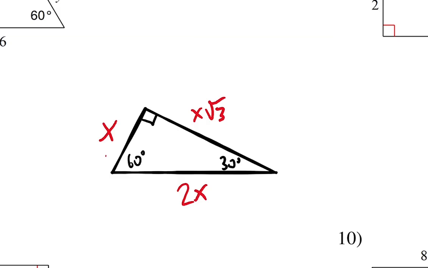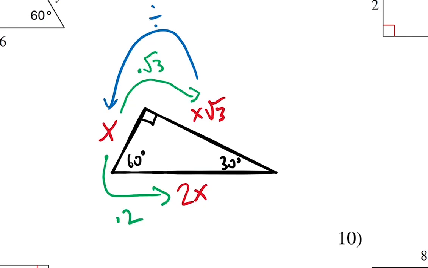So quick recap. If you have the short leg and you want the long leg, you multiply by the square root of 3. If you have the short leg and you want the hypotenuse, you multiply by 2. And both of those processes can be reversed by dividing.